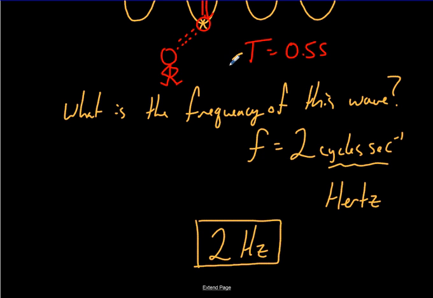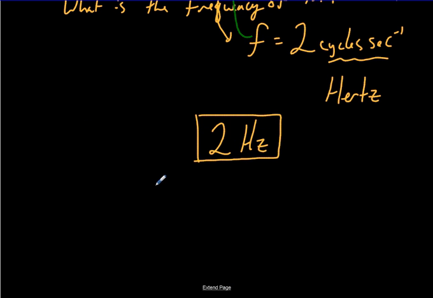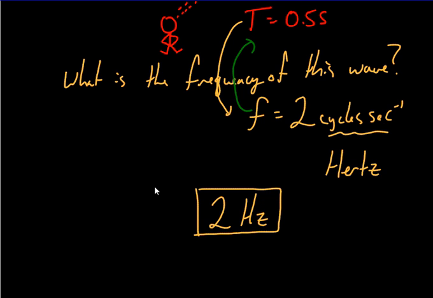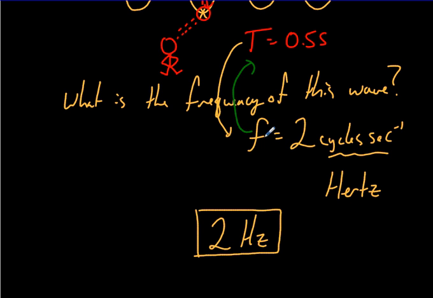Now, how is period related to frequency? How can we convert frequency into period or period into frequency? In order to get frequency, what did we do with our value for period? Here, this might help. Frequency equals waves per second. Period equals seconds per wave.